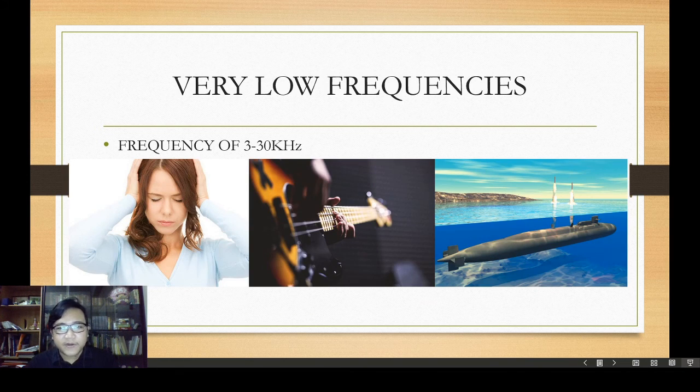The next is the very low frequencies. The frequency is about 3 to 30 kHz. It includes the high end of human hearing, which is 20 kHz. It also includes some instruments, which could exceed about 20 kilohertz. Also, very low frequencies have large wavelengths that allow them to diffract around large obstacles, propagate as ground waves along the Earth's curvature, and penetrate salt water. That's why the military uses it for communicating with submarines.